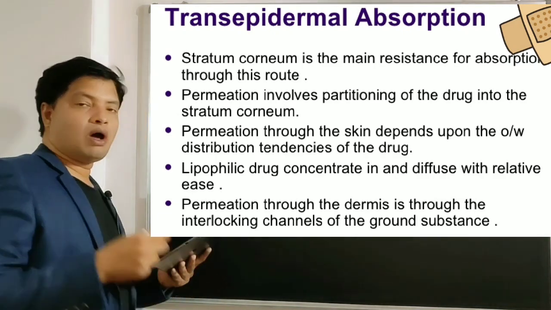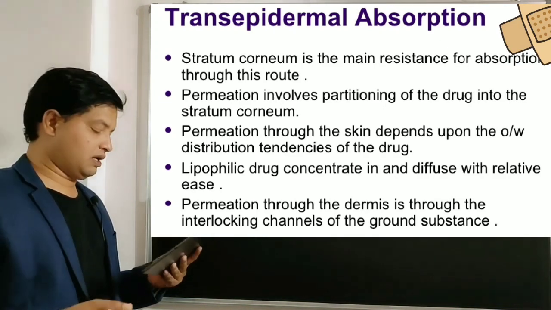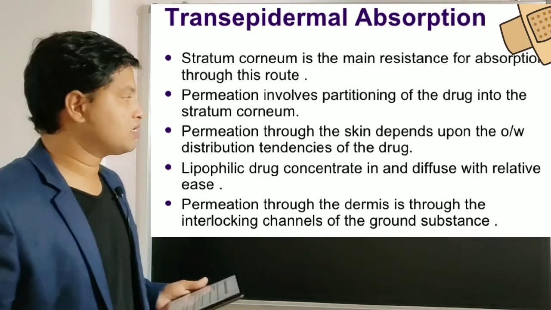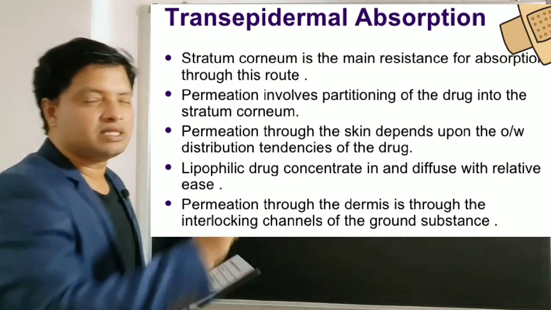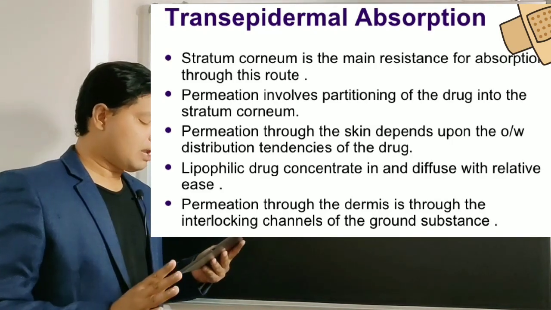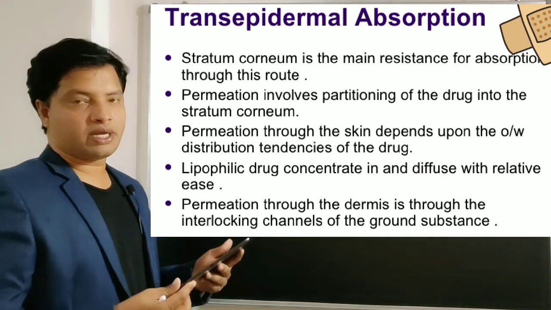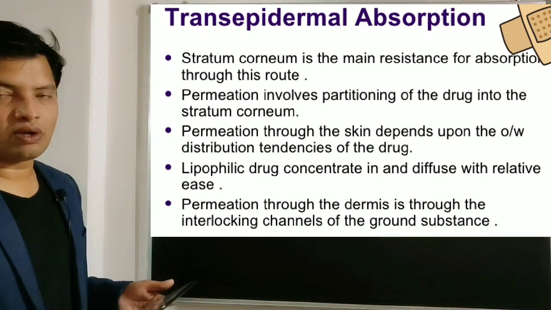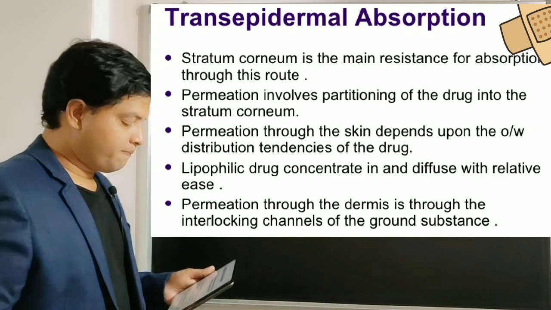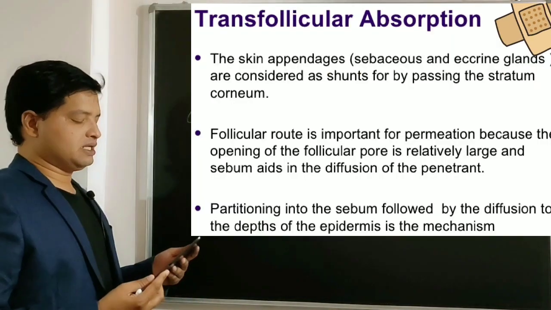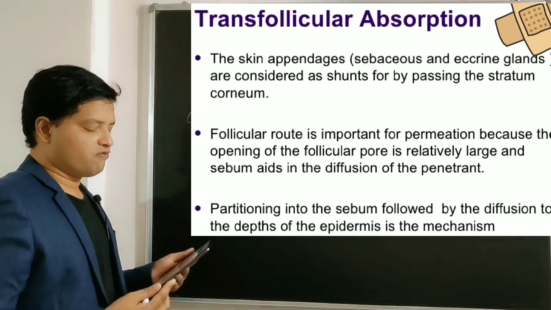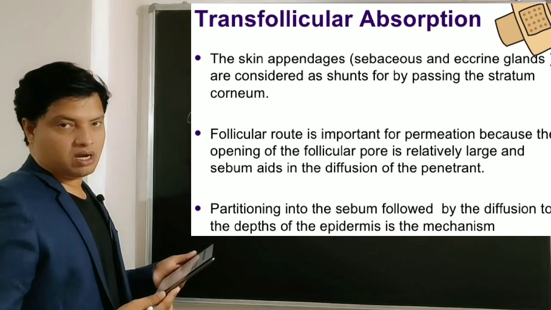Permeation through skin depends upon the oil and water distribution tendency of the drug. Lipophilic drugs concentrate in the stratum corneum and diffuse with relative ease, because in the stratum corneum we have many lipid layers in our skin. Okay, a lipophilic drug can pass through the skin very easily. Permeation through dermis is through interlocking channels of the ground substance. Okay, through dermis it can permeate through the interlocking channels.